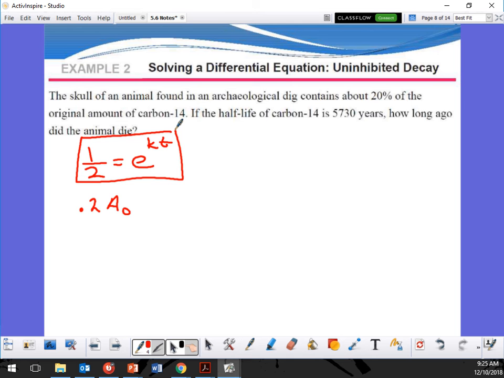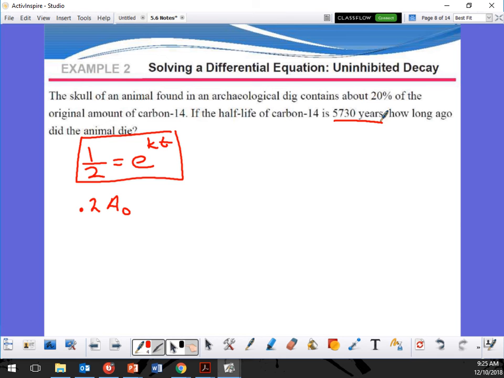So now let's take a look at the next thing. If the half-life is this, that means when it's equal to one half, it's going to be this many years. Am I killing everyone? What are we trying to solve for here?